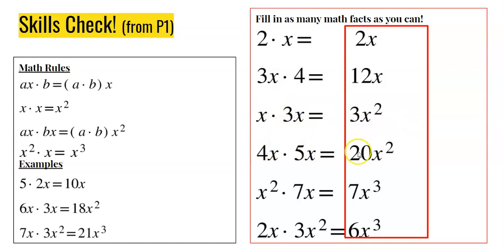4x times 5x is 20x squared. 4 times 5 is 20. x times x is x squared. x squared times 7x: there's only one number, keep the number. x squared times x is x cubed. 2x times 3x squared is going to give you 6x cubed, because 3 times 2 is 6. x times x squared, we said, is x cubed.